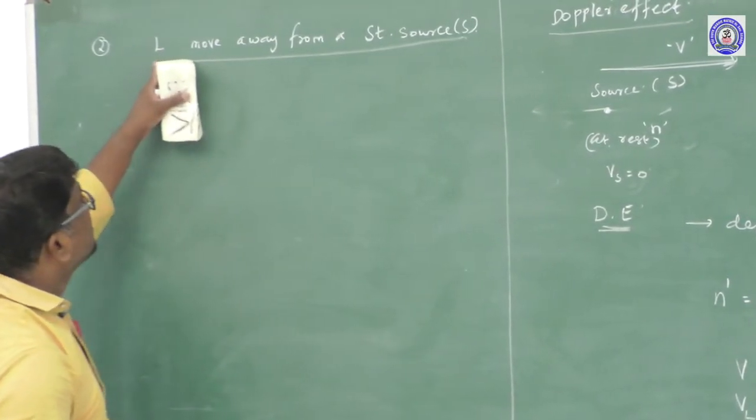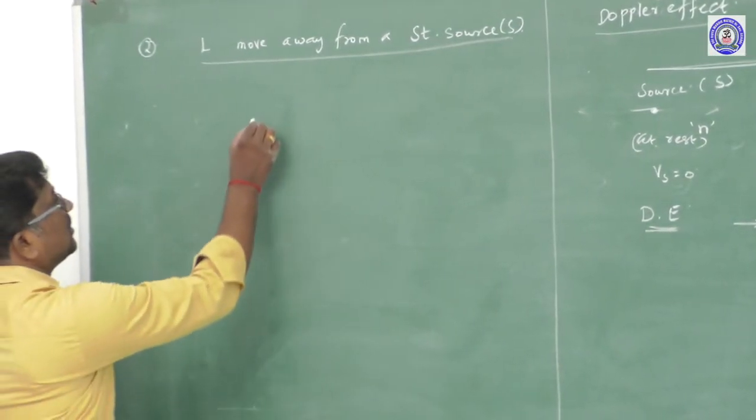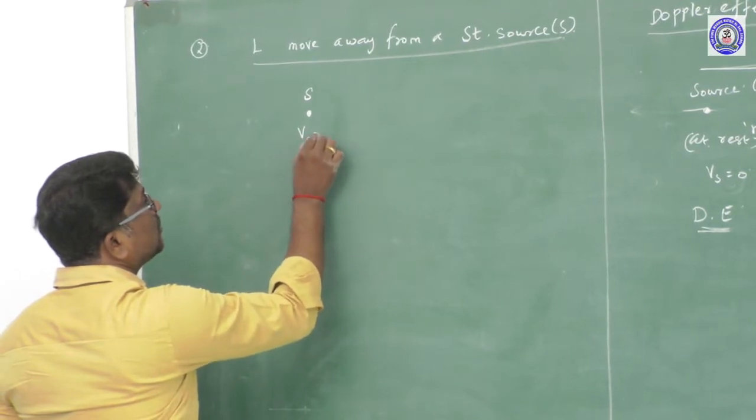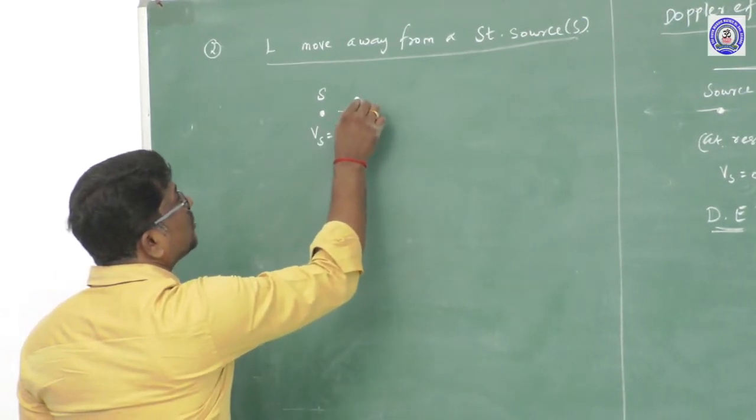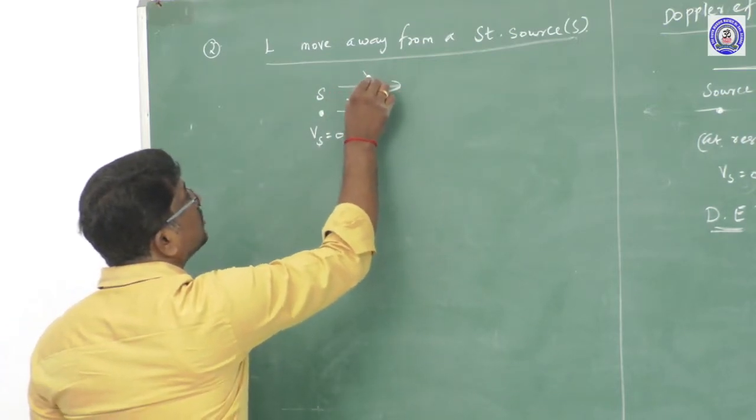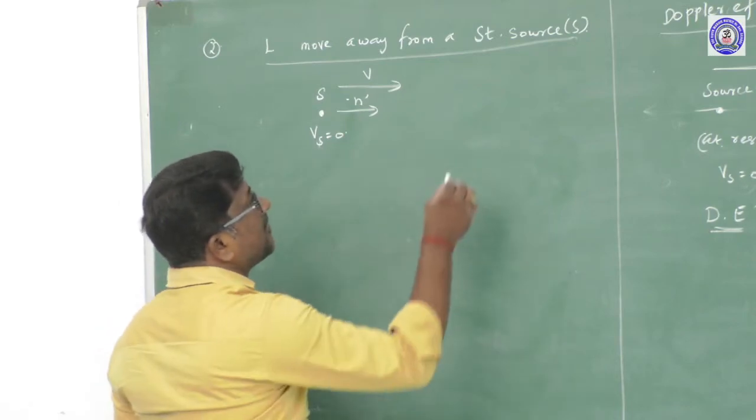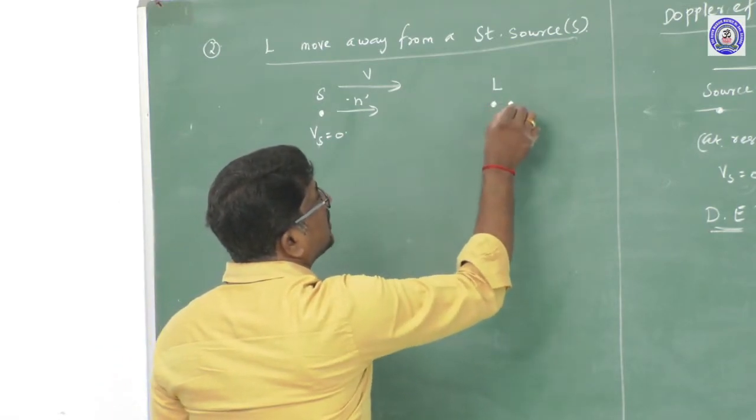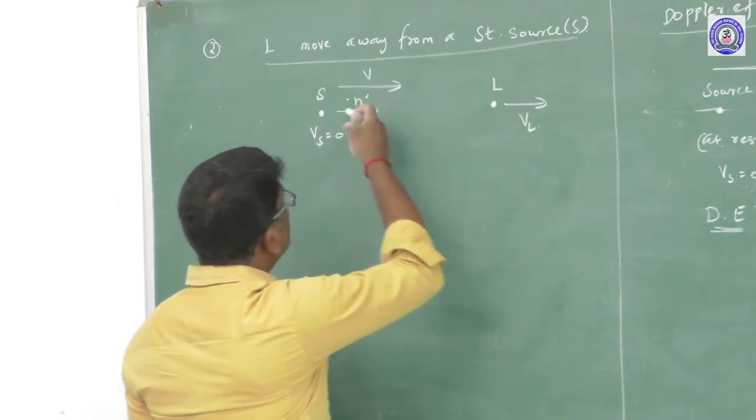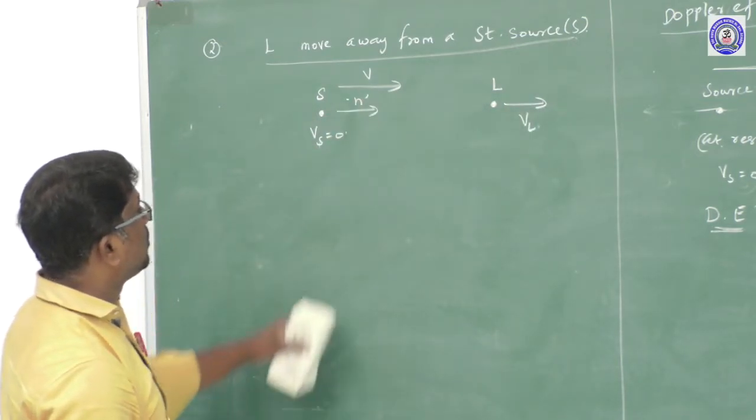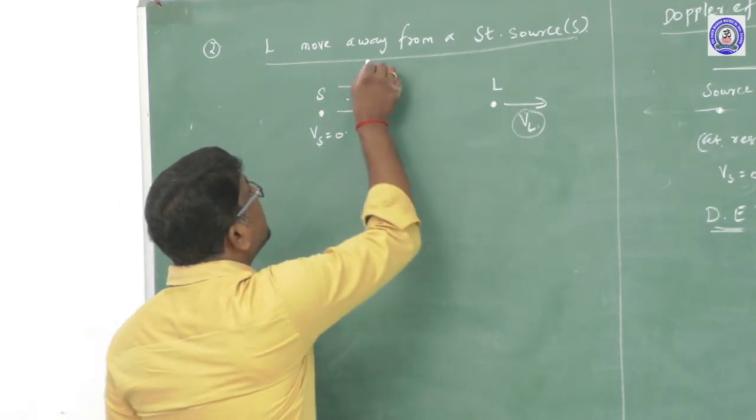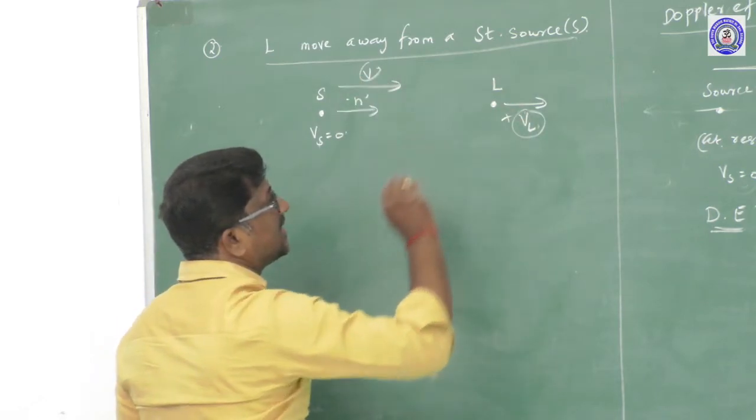In the second case, the listener is moved away from the source. This is a stationary source, so Vs is 0. The original frequency of the sound wave emitted by the source is n, and this is the velocity of the sound wave. The listener is moving with the velocity of VL, in the same direction as the sound, away from the source. Here VL and V are in the same direction, so VL is taken as positive.